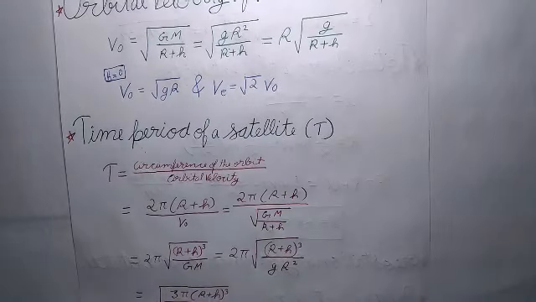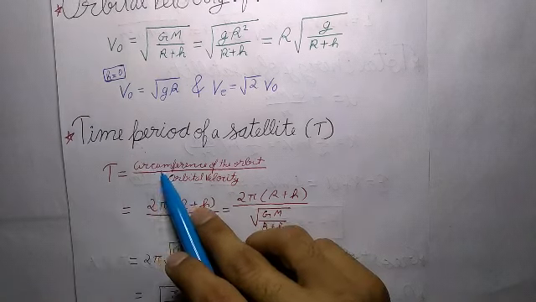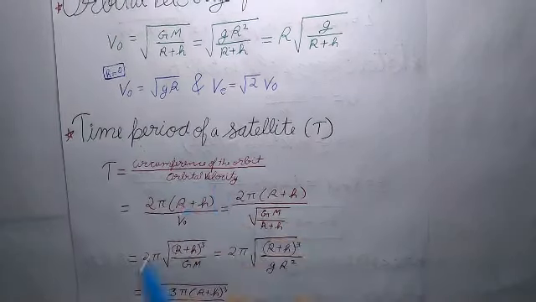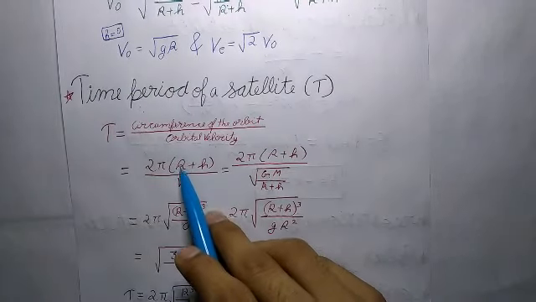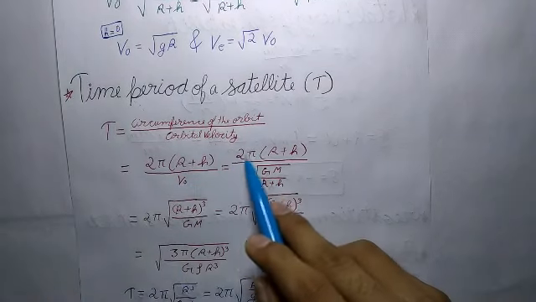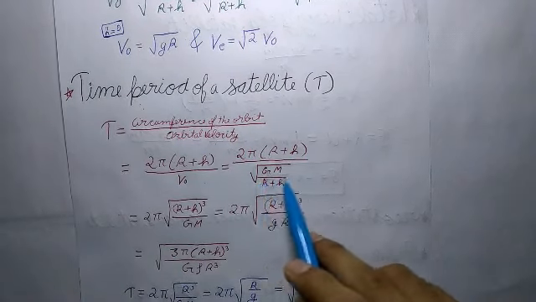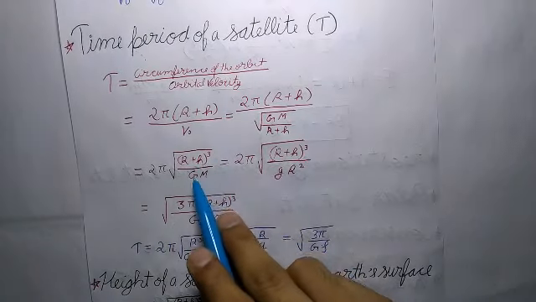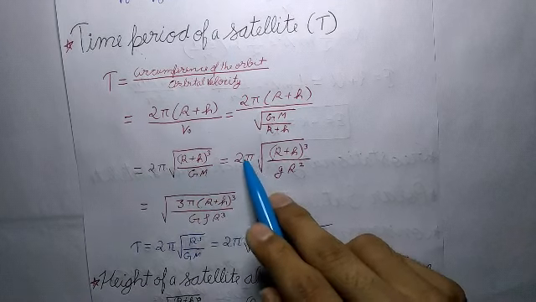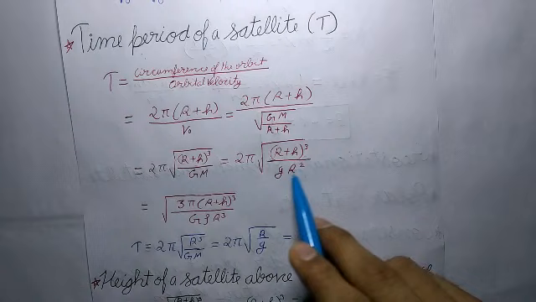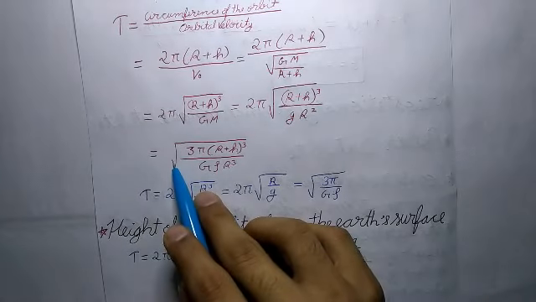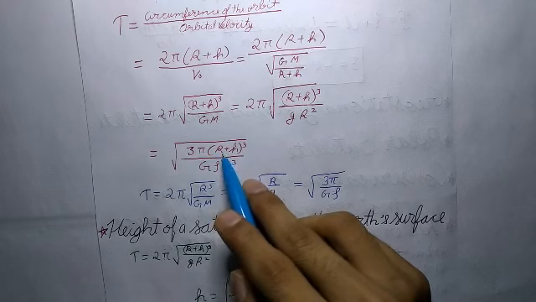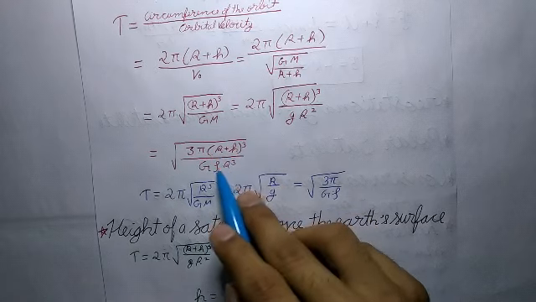Now next is time period of a satellite. It is the time taken by a satellite to go once around the planet. It will be equal to the circumference of the orbit upon orbital velocity, which can be written as 2 pi (R+h)/v_o = 2 pi (R+h)/sqrt(GM/(R+h)) = 2 pi sqrt((R+h)^3/GM) = 2 pi sqrt((R+h)^3/gR^2), and finally this gives sqrt(3 pi (R+h)^3/(G rho R^3)).